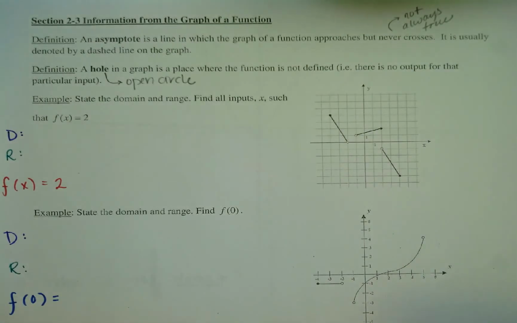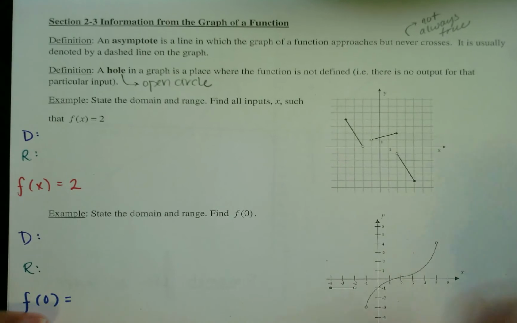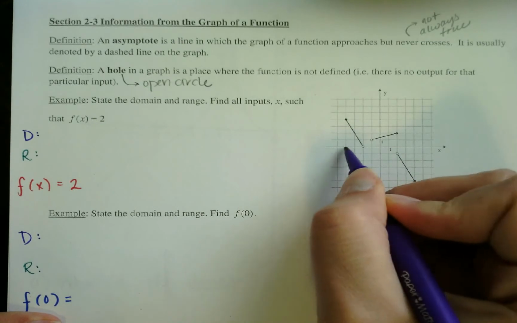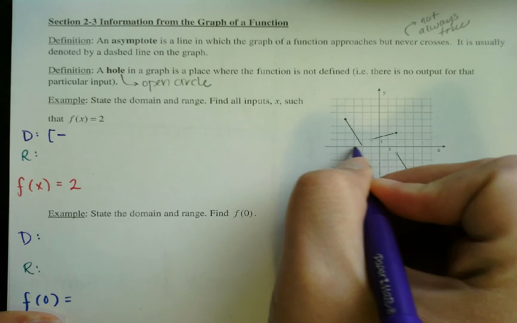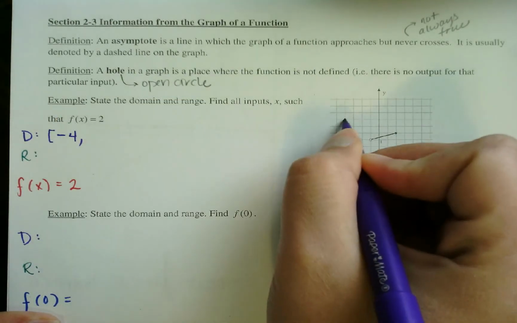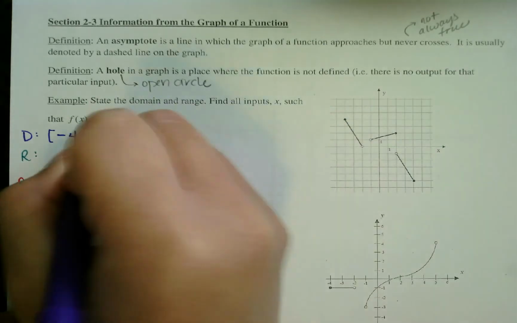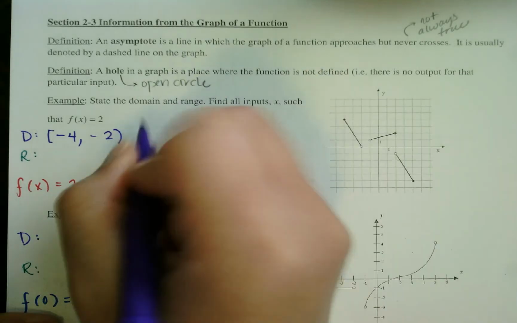Alright, so we're just going to do some examples and keep it moving. State the domain and the range. Again, this is review from 1050. Domain is all the x values that have graph above or below them. Reading from left to right, your graph starts at x equals negative 4, and it's included because this is a closed circle. Then it stops at x equals negative 2, open circle, because there's no solid graph above or below negative 2.